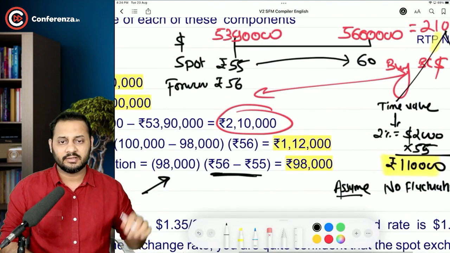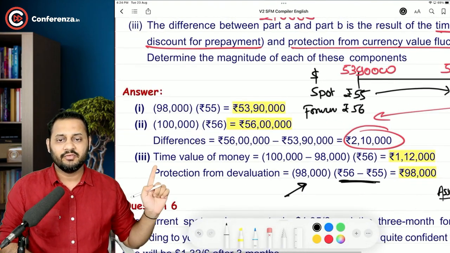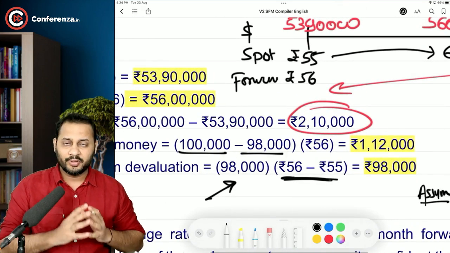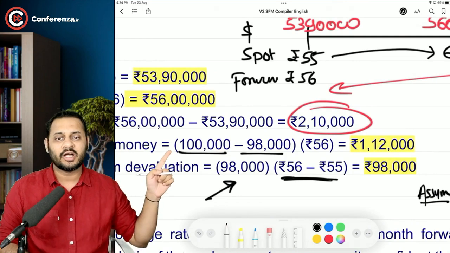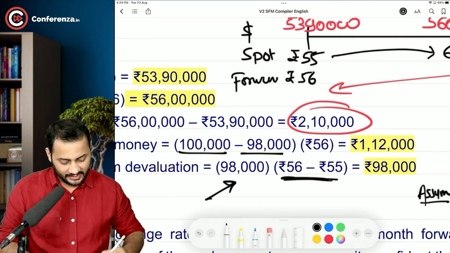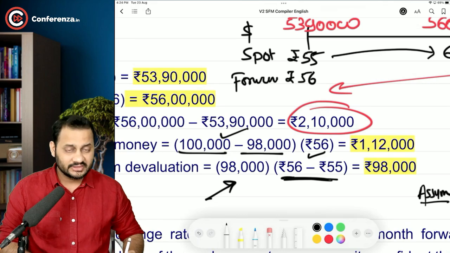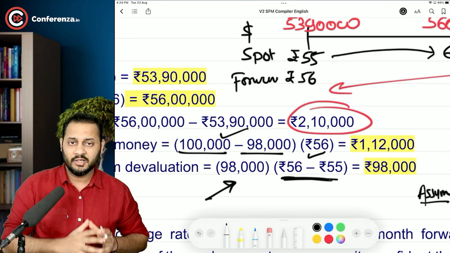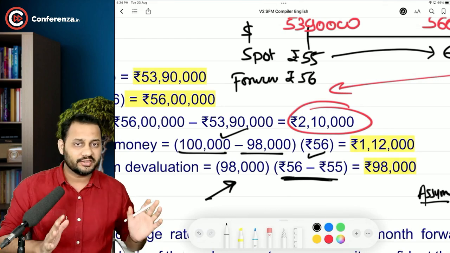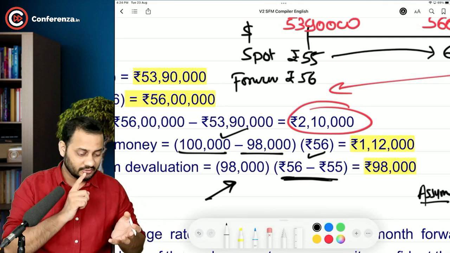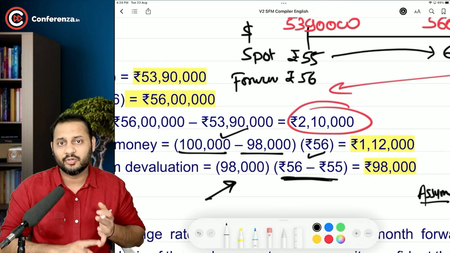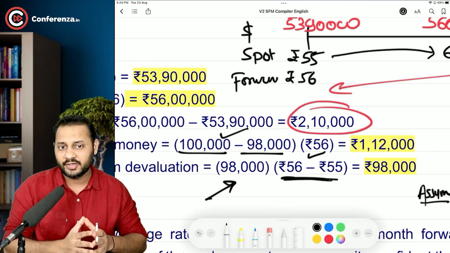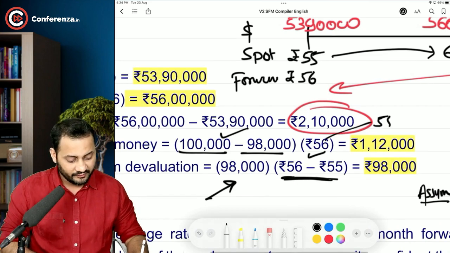And in the other part, they are saying we are considering time value of money. That means time value means what? Because you are paying early, you are paying $2,000 less. That I agree. But why 56? 56 is specifically a rate in the forward market. If you expect there is no exchange rate fluctuation, then the rate in the forward, spot and tomorrow will also be the same. That is 55, which is the original spot rate. So you should have taken 55 in this case.